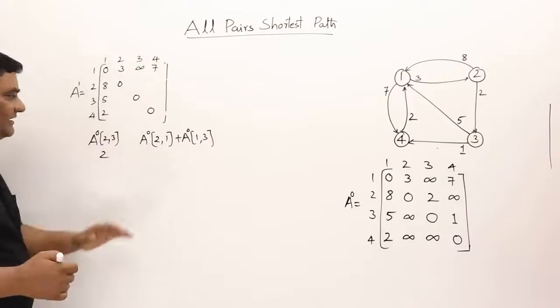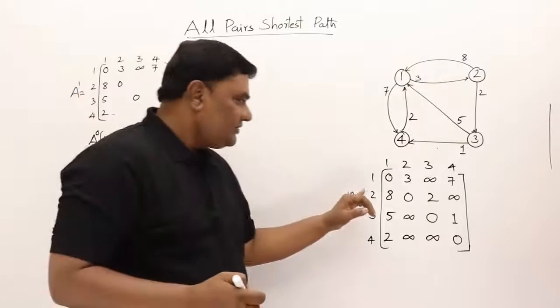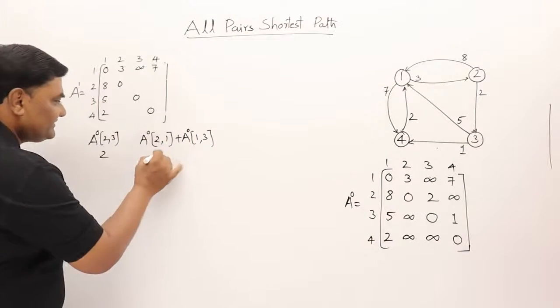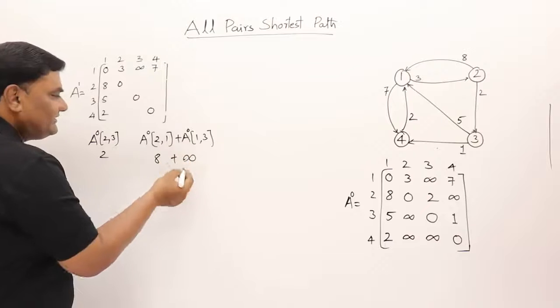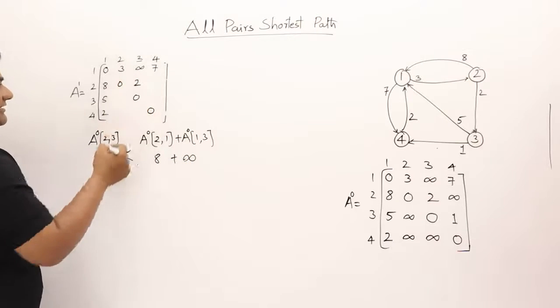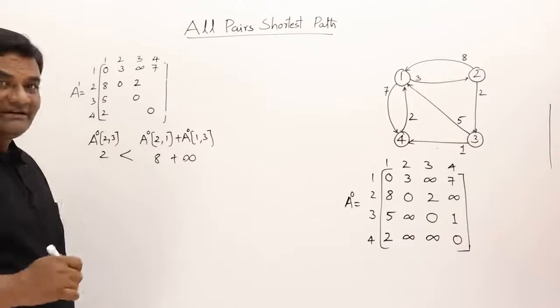From that matrix, 2 to 1 and 1 to 3. 2 to 1 is how much? 8. 1 to 3 is infinity. So this is 8 plus infinity. This is infinity only. This is less. So there is no better path via vertex 1. So let it be 2 only.